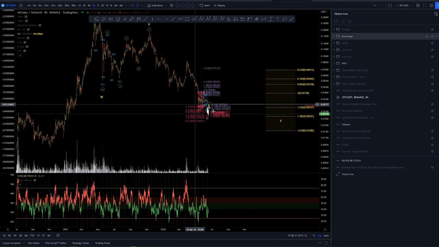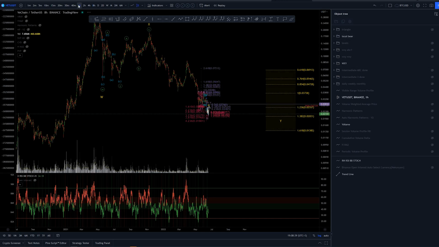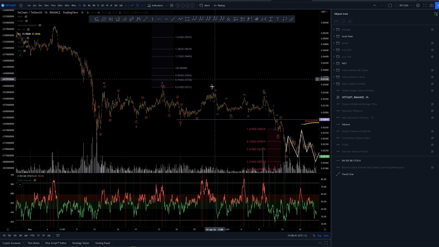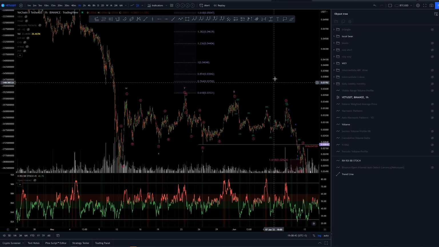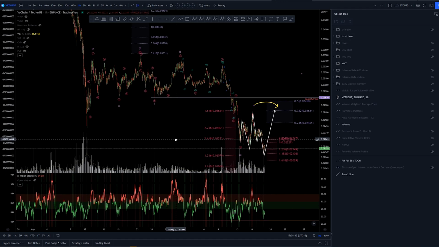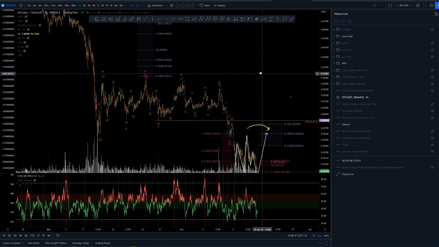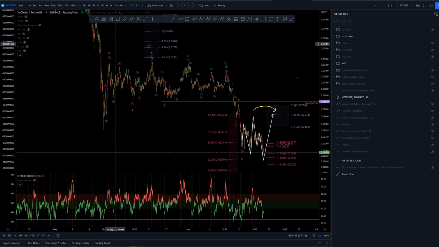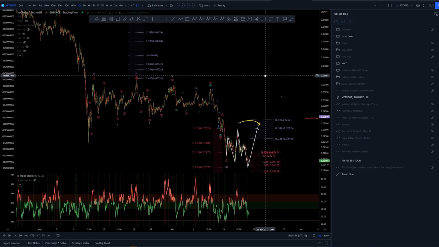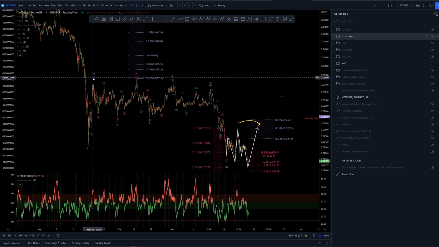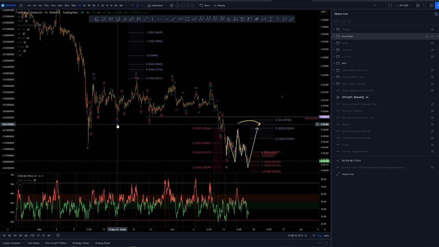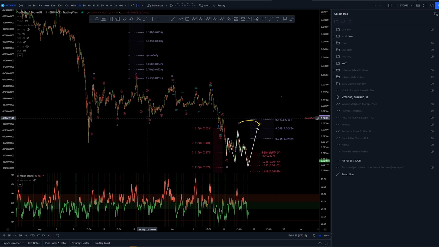Let's take a closer look into this structure, what we have here. So before this video, we had looked into this. Let's close out the volume, we don't need it here. We had a W, X was either here or here, and then we were looking for one push higher.